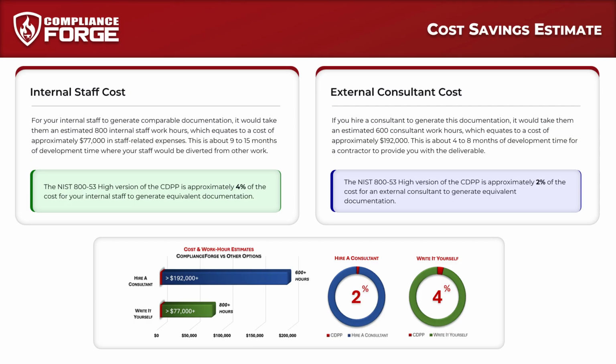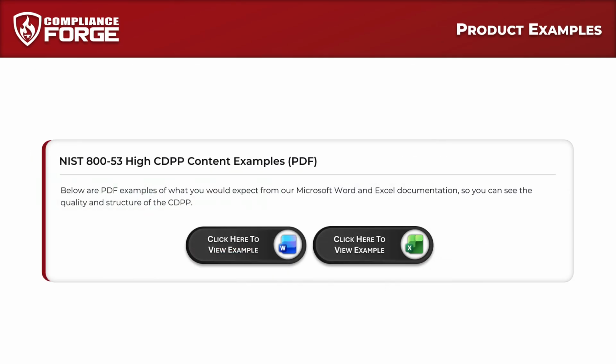The NIST 853 high version of the CDPP is approximately 4% of the cost for your internal staff and approximately 2% of the cost for an external consultant to generate equivalent documentation. The CDPP itself is $2,970. PDF examples of both the policies and standards document and the crosswalk mapping are available on the product page, so you can see the quality and structure before you buy.